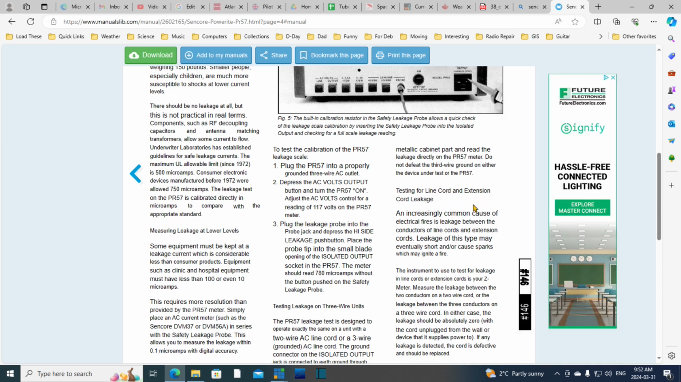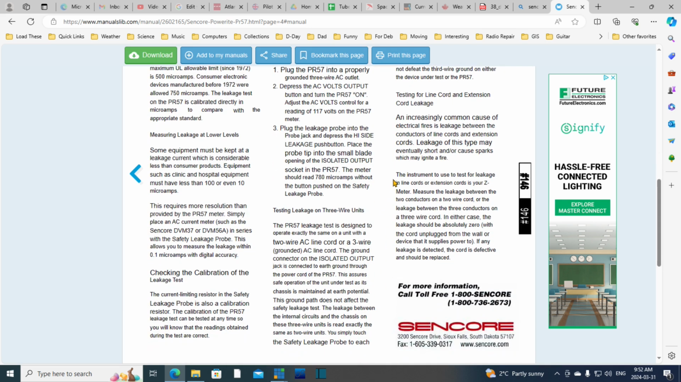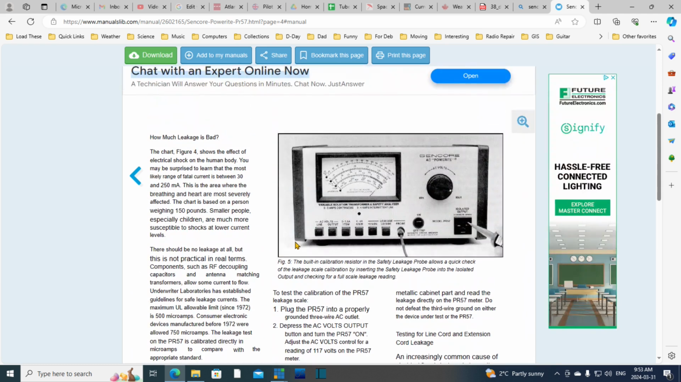Testing a line cord and extension cord for leakage. Well, that's interesting. An increasingly common cause of electrical fires is leakage between the conductors of line cords and extension cords. Really? Leakage of this type may eventually short and cause sparks, which may initiate a fire. The instrument used to test for leakage of line cords is your Z meter. Okay, I don't have a Z meter. They're trying to sell another meter to me. Okay, never bought a meter from them in the first place.